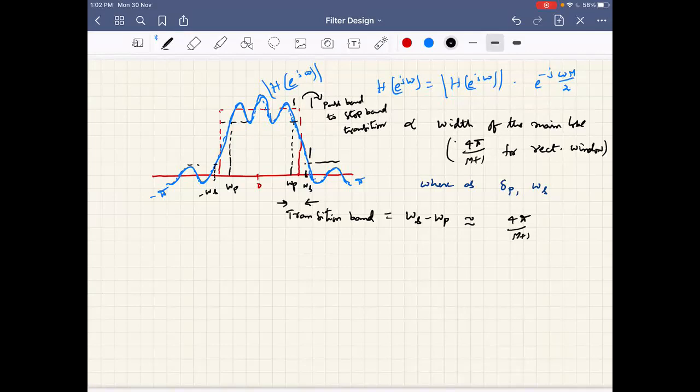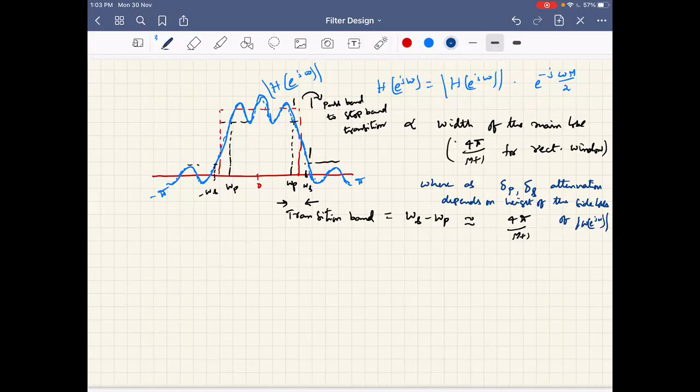Whereas delta P and delta S, that is the attenuations, depend upon the height of the side lobes of W of e power j omega, the window function. Please note this.